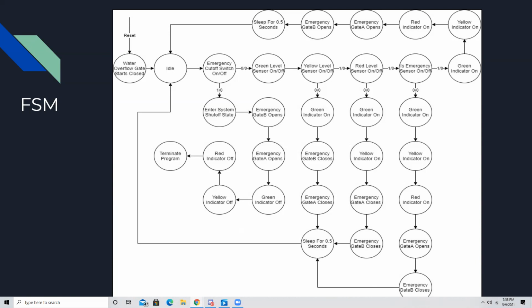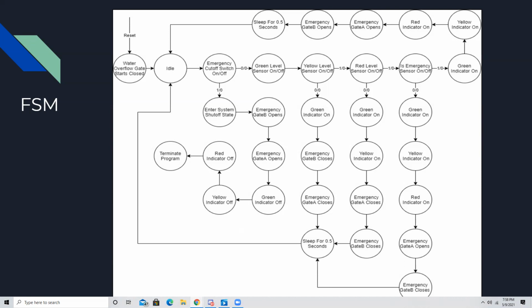But without the emergency switch, we go to green. It checks for green. If it doesn't reach yellow, we follow the green path. This is higher than 0, water level 0, where we get the green LED on, and emergency gate B closes, emergency gate A closes, and then we go back around.